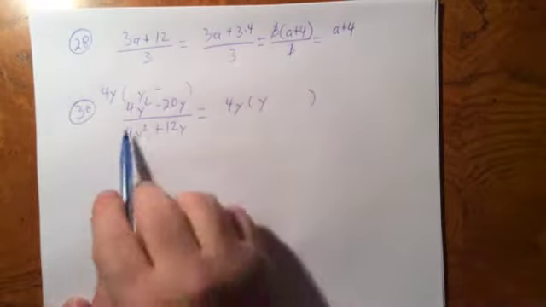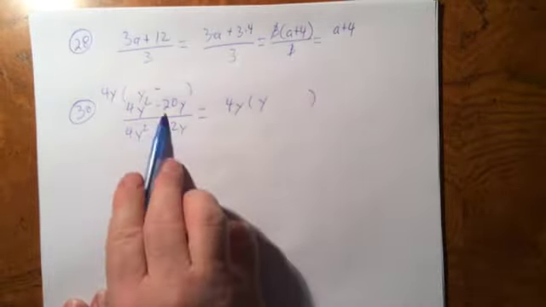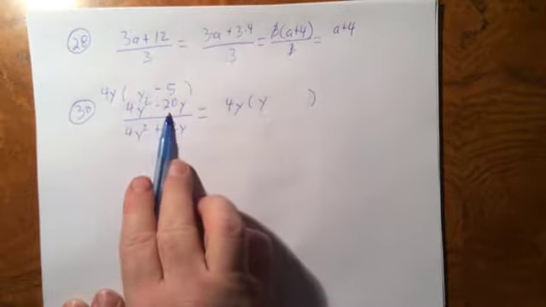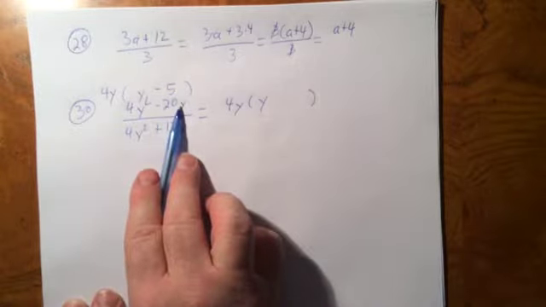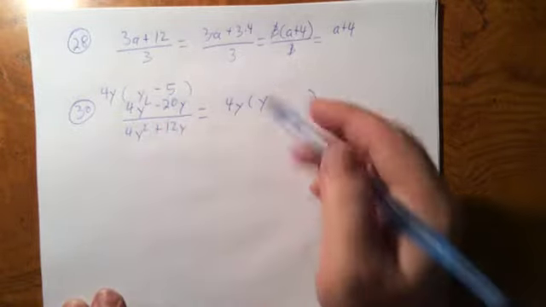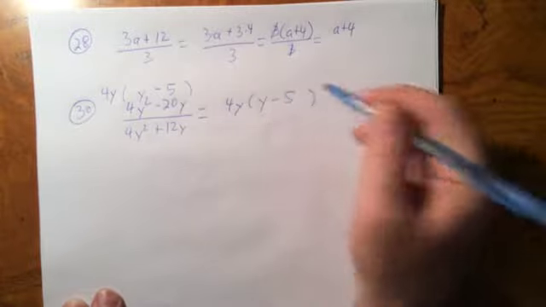Minus. 4 times what is 20? That's going to be 5. So 4 times 5 will give us 20. Then y times 1 will just give y. So I'm going to go ahead and write this as a negative 5 here.